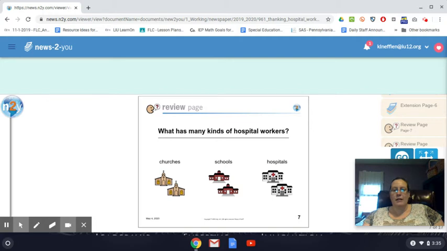What has many kinds of hospital workers? Churches, schools, or hospitals? Hospitals.